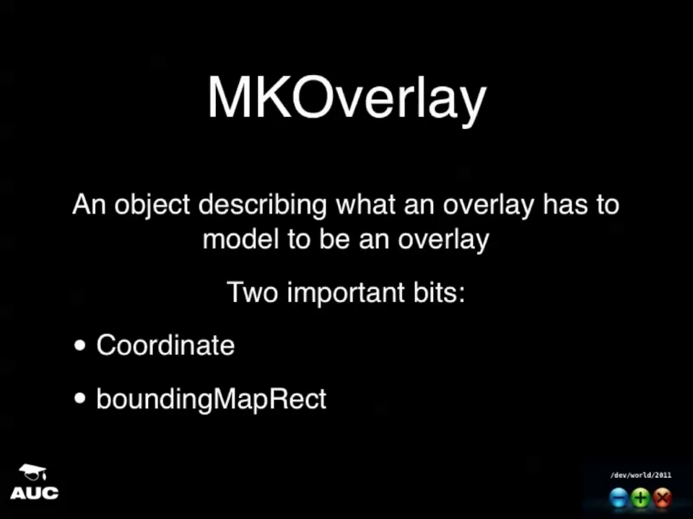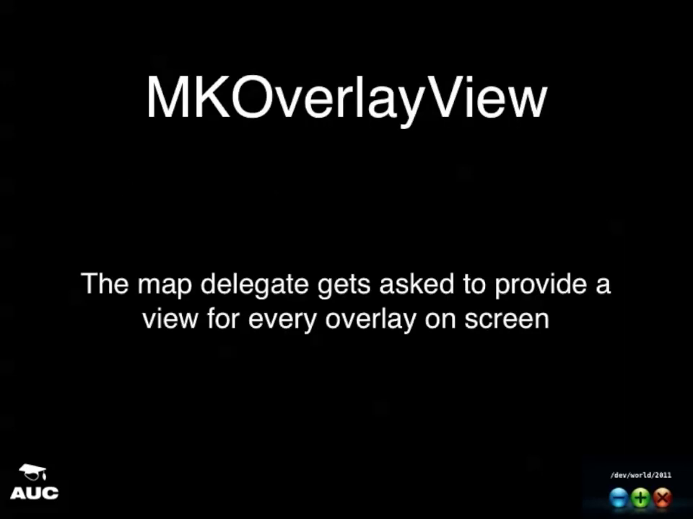So the MKOverlay class is actually fairly easy to use, well, relatively. Once again, it's got the coordinate, which is where it's centered, like the annotations. This time it has a bounding map rect, which is kind of describing how much of the map is taken up by the overlay. This is only really important if you're going to be doing custom overlays. If you're just using the pre-built ones, you don't really have to worry. Then again, much like annotations, we've got a view associated with it, and much like before, you've got the delegate method that your map's delegate gets called.